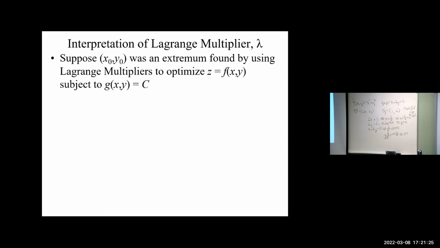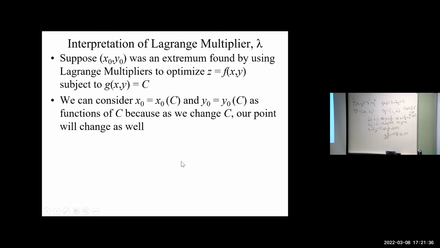All right, so suppose (x0, y0) is an extremum found by Lagrange multipliers, like the (2, 4) that we just found. What we're going to do is consider that point as a function of our constraint. Because if we change our constraint, then the place of the optimum value is going to change, right? If we increase our budget, we're going to be able to hire more workers and have them work more hours.